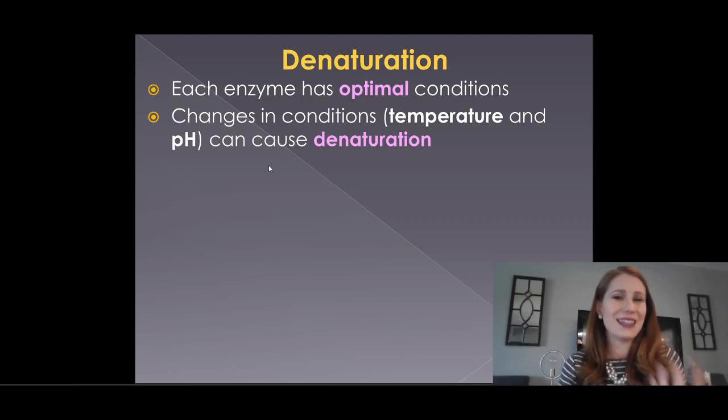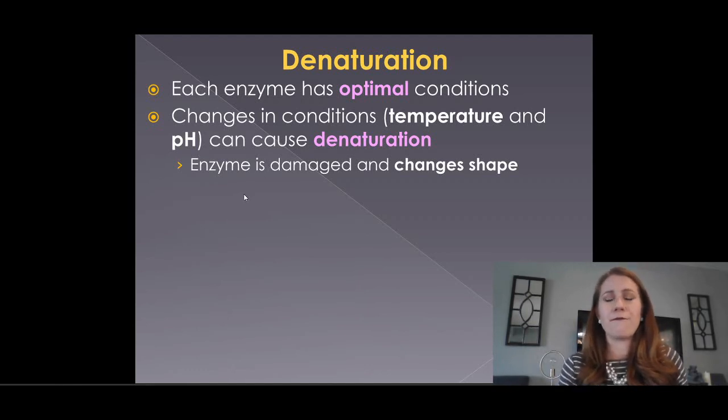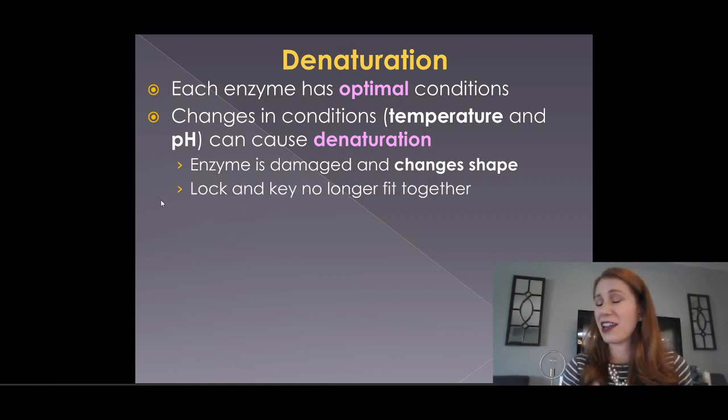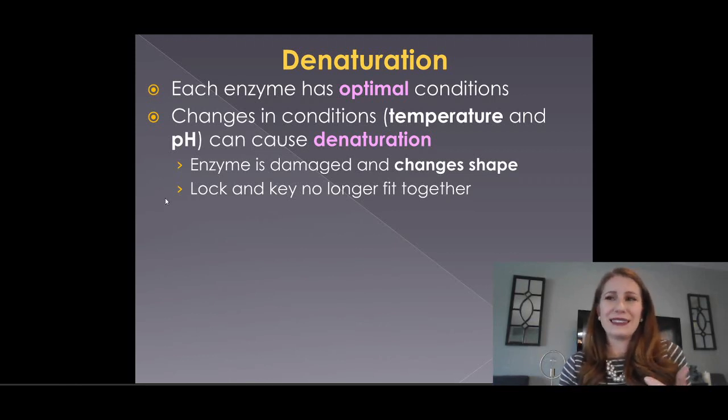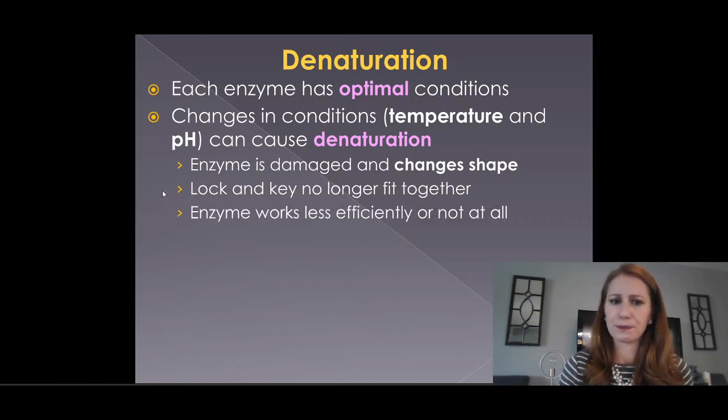Remember, pH is how acidic or basic a substance is on the pH scale. So our enzymes really like a specific hotspot so that they can work appropriately. If they go outside these ranges, our enzyme gets damaged and typically changes shape. When it does that, the lock and the key cannot fit together anymore. Sometimes they can't fit together at all. And sometimes they can only partially fit together. So it may work only a little bit, or it may not work at all anymore. So denaturing is bad for your enzyme. It makes it so it will not work anymore or will work a lot less effectively.